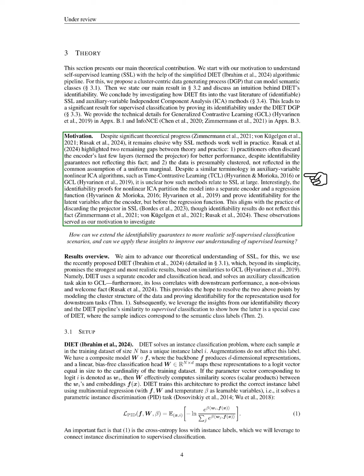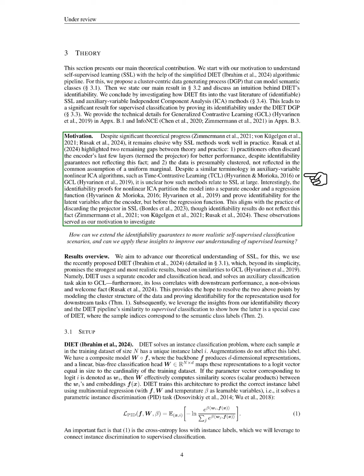Notably, identifiability proofs for nonlinear ICA separate the encoder from the regression function, showing that latent variables are identifiable after the encoder but before the regression. This aligns with the practice of discarding the projector in self-supervised learning, even though identifiability results do not support this.